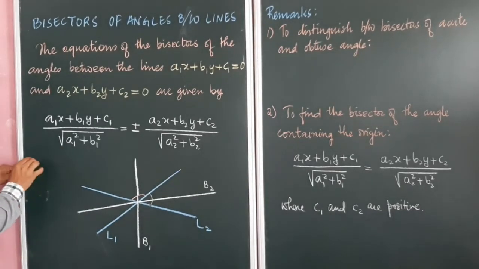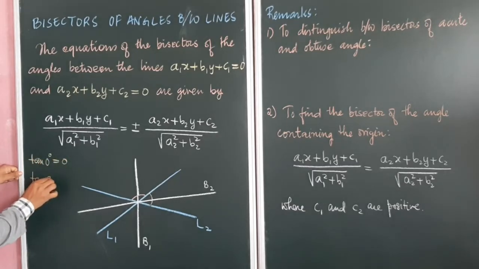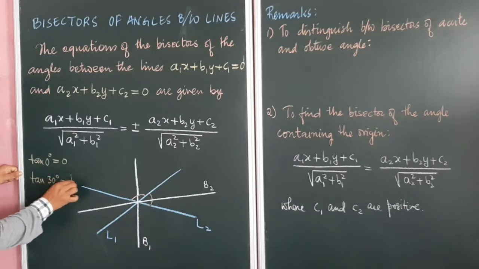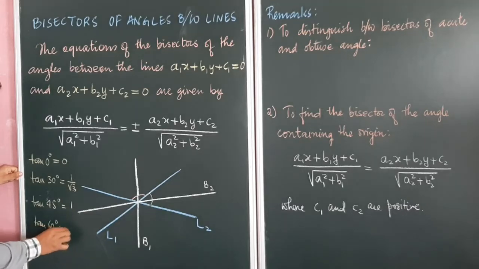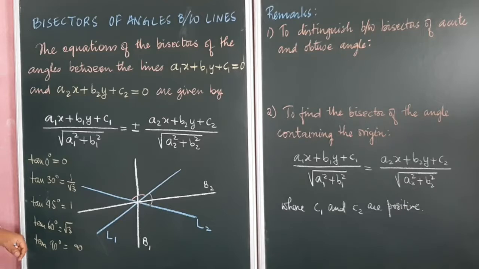For example, tan 0 degree is how much? Tan 0 is 0, right? Similarly, tan 30 degree is how much? It is 1 by root 3. Tan 45 degree is 1, tan 60 degree is root 3, and tan 90 degree is undefined, or let me call this infinity.